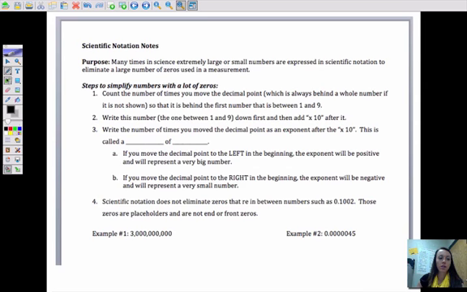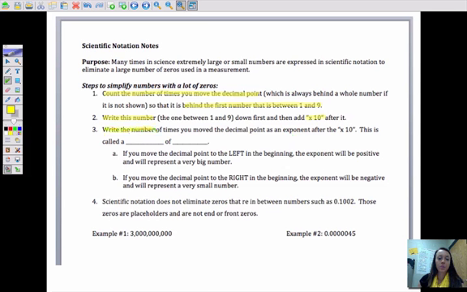The first thing we're going to learn about in scientific notation is how to simplify numbers with lots of zeros. So the first thing we're going to do is count the number of times you're going to move the decimal point, which is always behind a whole number if it's not shown, so that it's behind the first number that's between 1 and 9. You're going to write that number, the one between 1 and 9, and then you're going to add times 10 after it.